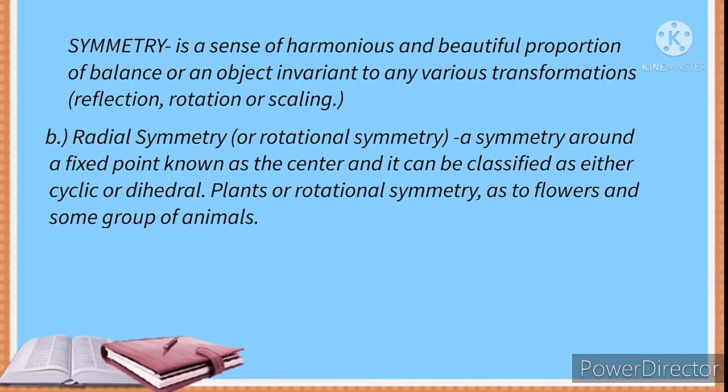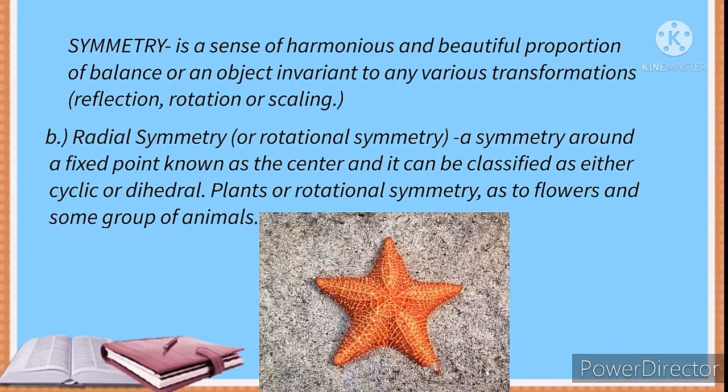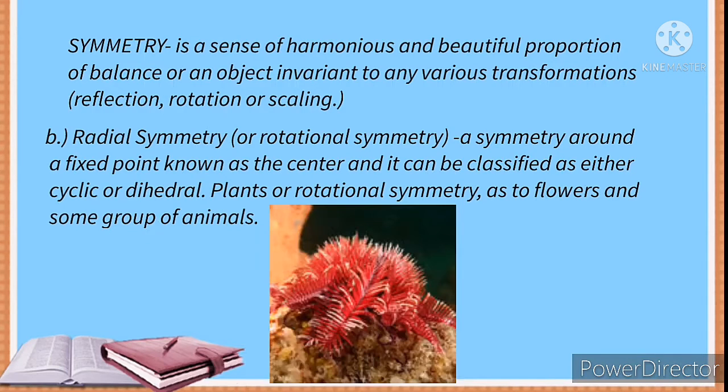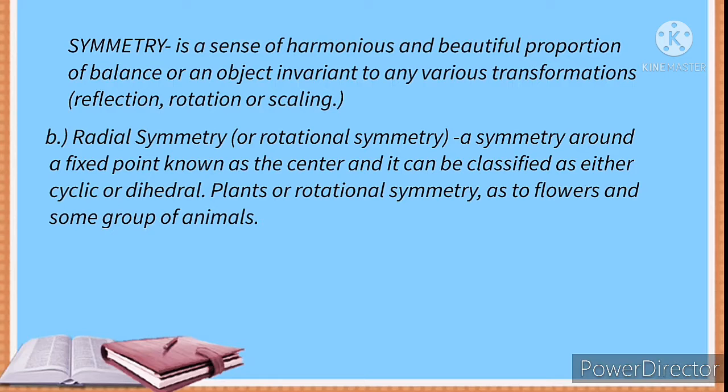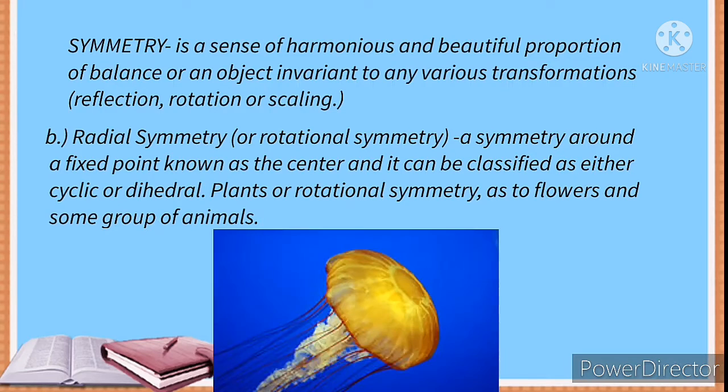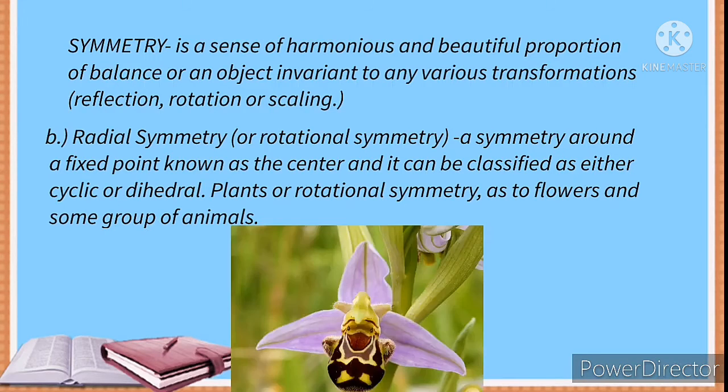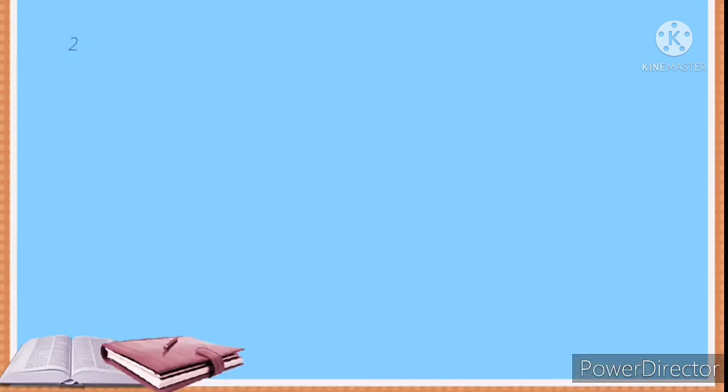Radial symmetry or rotational symmetry is a symmetry around a fixed point known as the center and can be classified as either cyclic or dihedral. Plants have rotational symmetry, such as flowers, and so do some groups of animals. For example, dihedral D5 symmetry of starfish, sea urchins, and sea lilies. Dihedral D4 symmetry of jellyfish, and radial symmetry of different kinds of flowers.